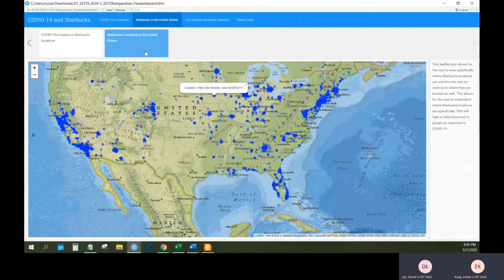Here in this leaflet plot, we can see specific Starbucks locations as in the previous one, but here we can click each respective blue dot and see the zip code as well as the city and state of each Starbucks location. This allows us to understand not only where Starbucks locations are specifically, but also helps guide our recommendations as to which locations should remain open, closed, or have 25% takeout.